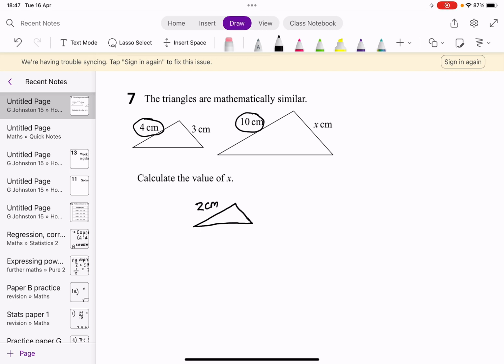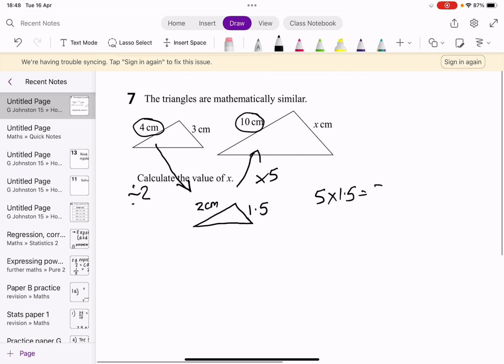So what I used to do is use a 2 centimetre side to connect the two. So to get from 4 to 2, I divide by 2, and to get from 2 to 10, I times by 5. Then what I can do is I can do this for any other side. So this 3 I divide by 2, so this side is 1.5. And then to get to the x, I can do 5 times 1.5, which is, once again, 7.5.